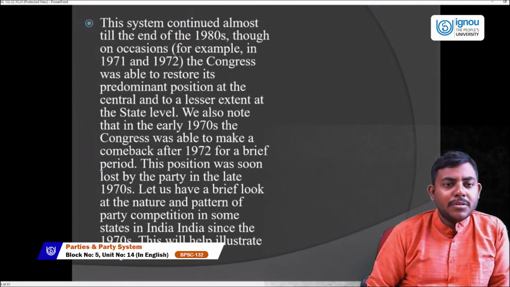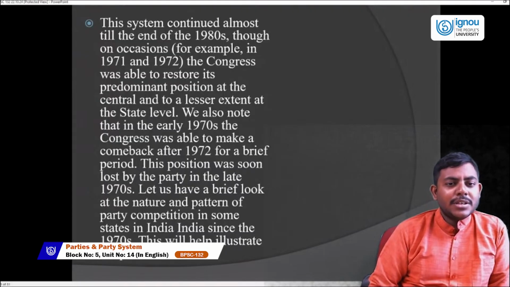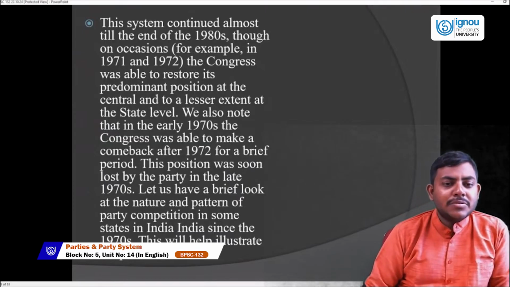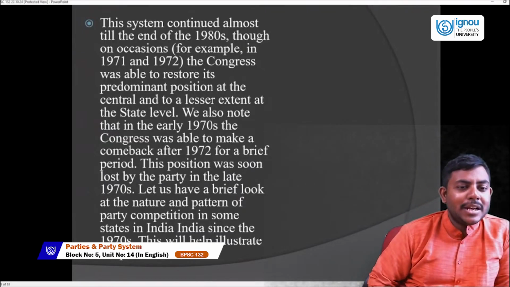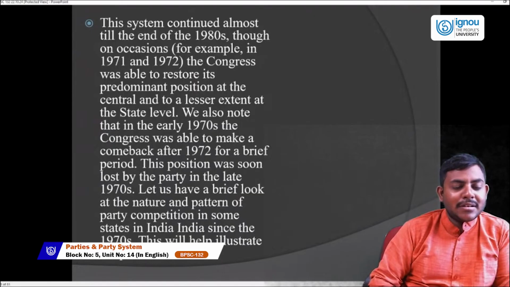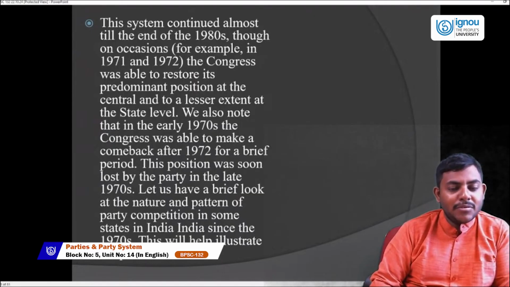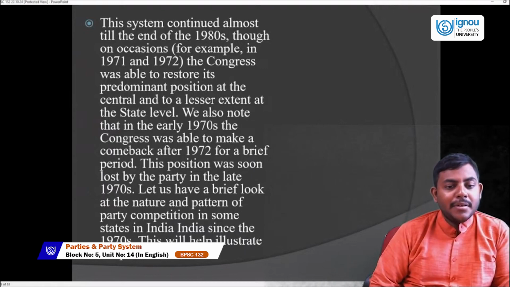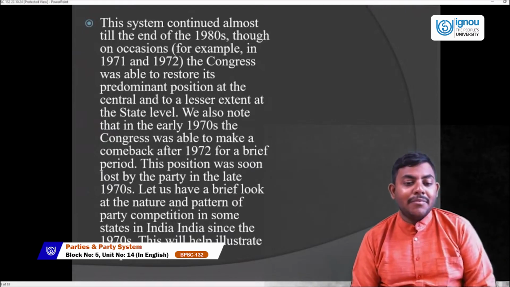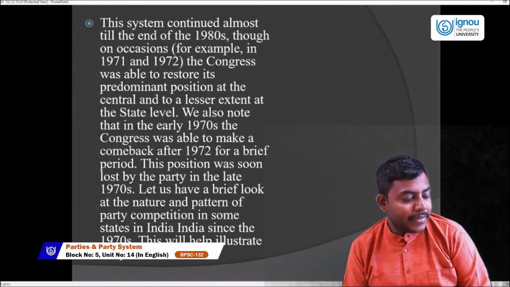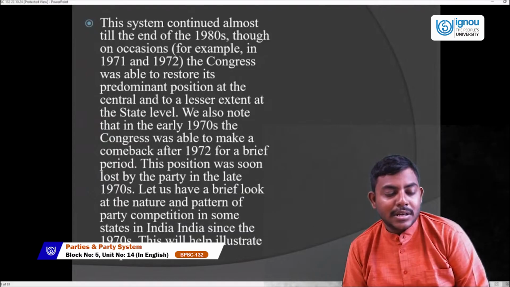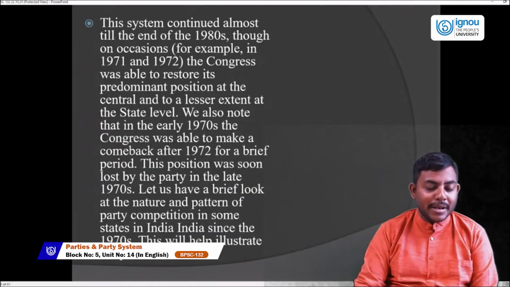This system continued almost till the end of the 1980s, though on occasions, for example, in 1971 and 1972, the Congress was able to restore its predominant position at the center and to a lesser extent at the state level. We also note that in the early 1970s, the Congress was able to make a comeback after 1972 for a brief period. This position was soon lost by the party in the late 1970s. Let us have a brief look at the nature and pattern of party competition in some states in India since the 1970s. This will help illustrate the point better.